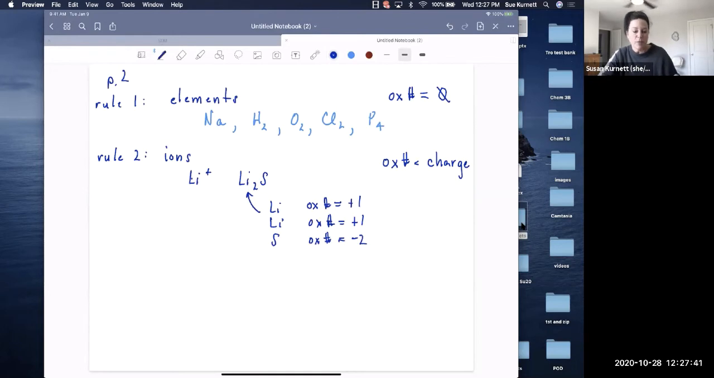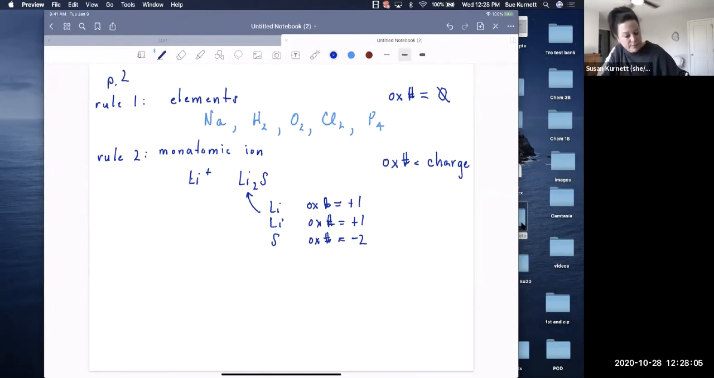I should add monatomic ion. Let me go ahead and fix that. So sometimes we can see the charge and sometimes we can't see the charge because it's hidden in the compound, but the oxidation state is equal to the charge.